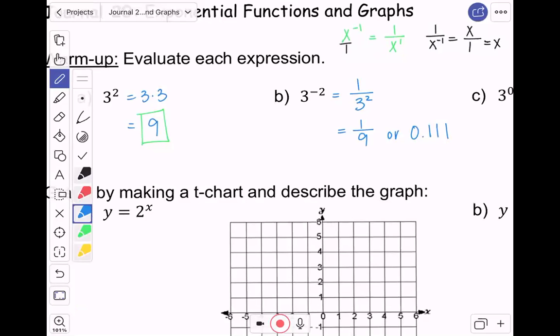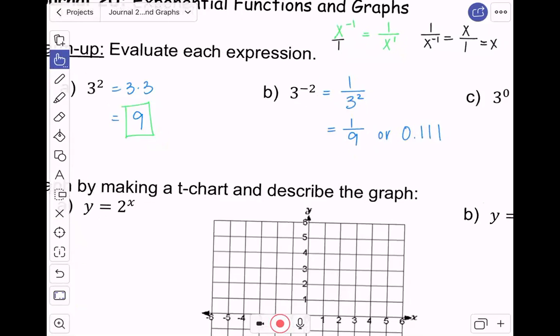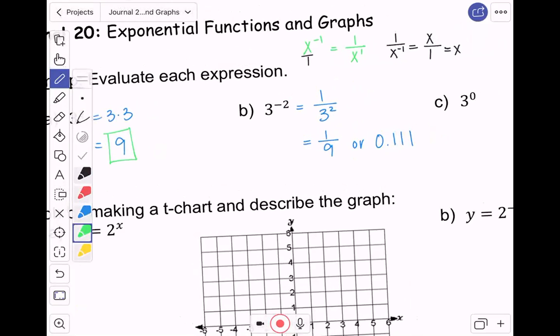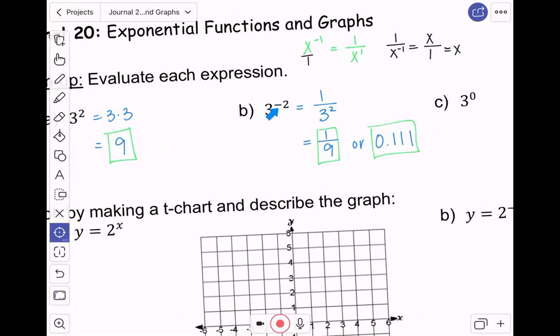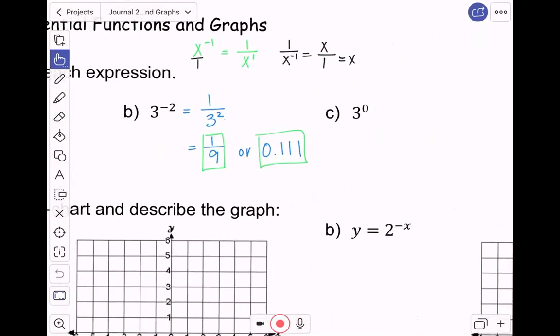So it looks like 3 to the negative 2 power is about 1/9. And essentially what I want us to take from that is anytime you have a negative exponent, it causes it to go into the denominator, or flip.